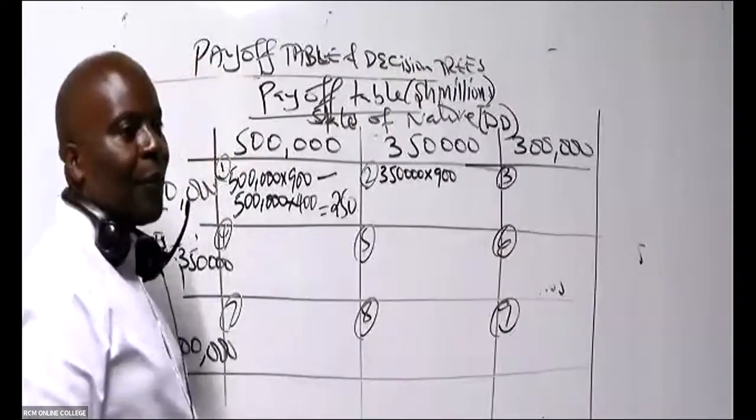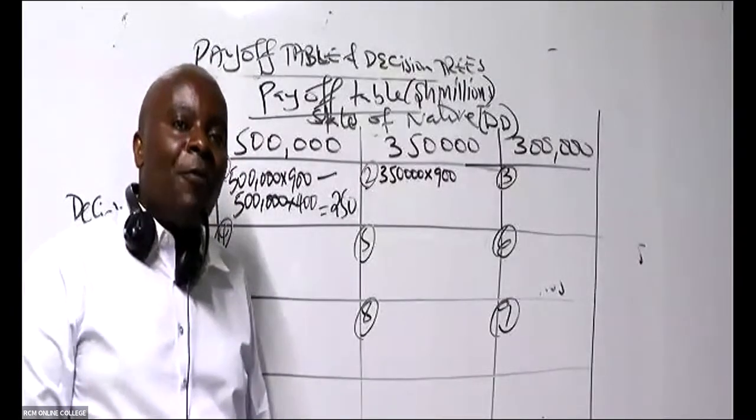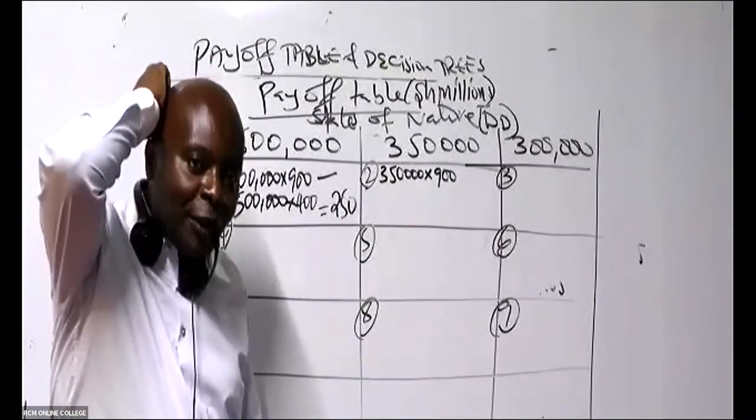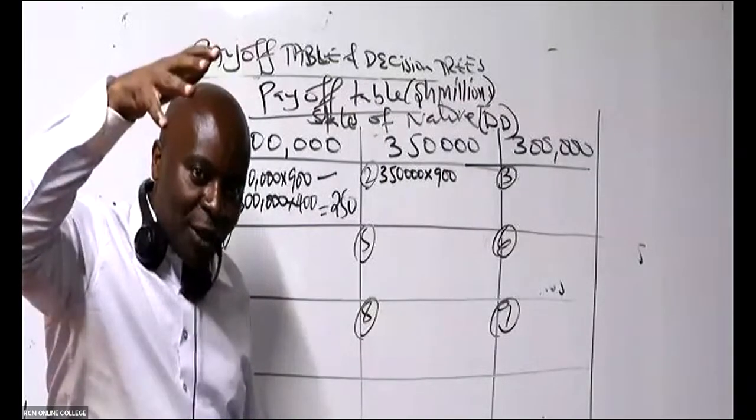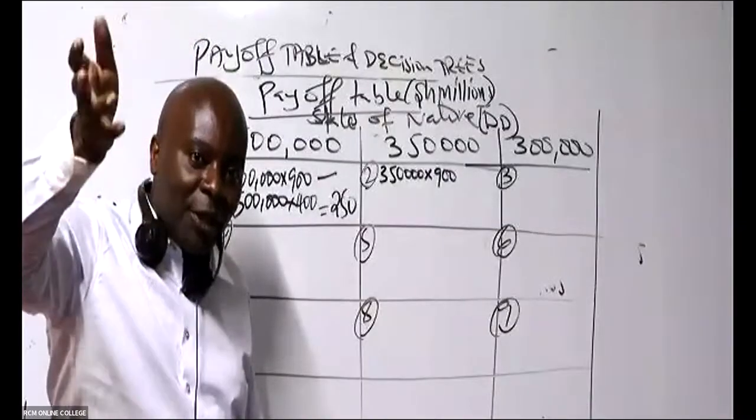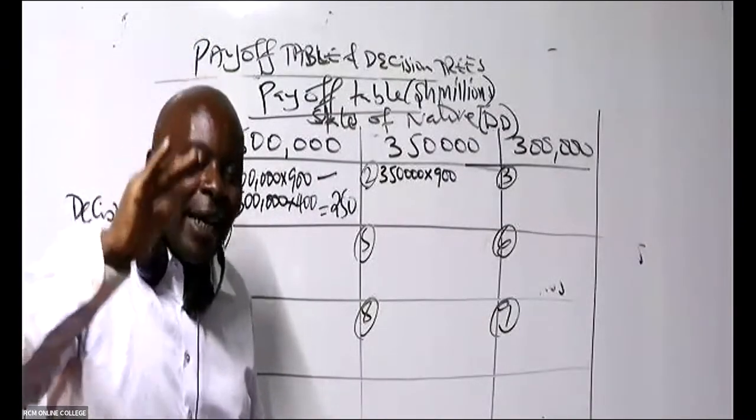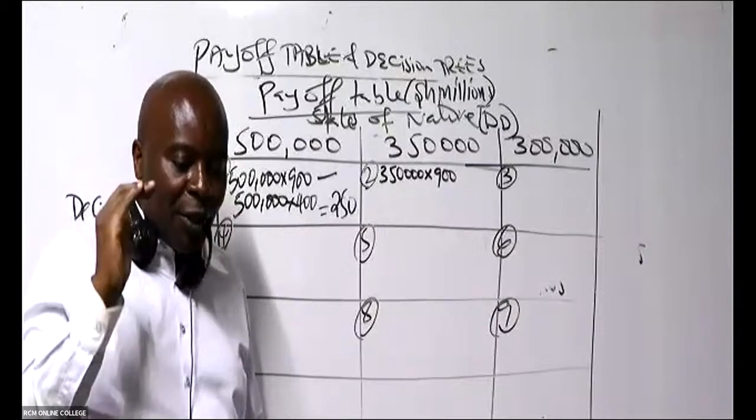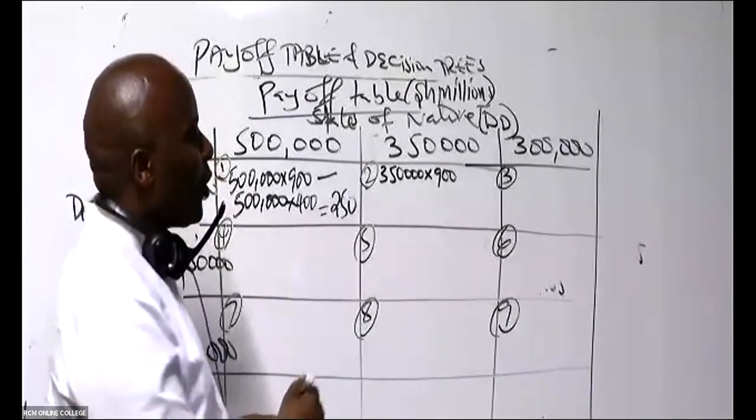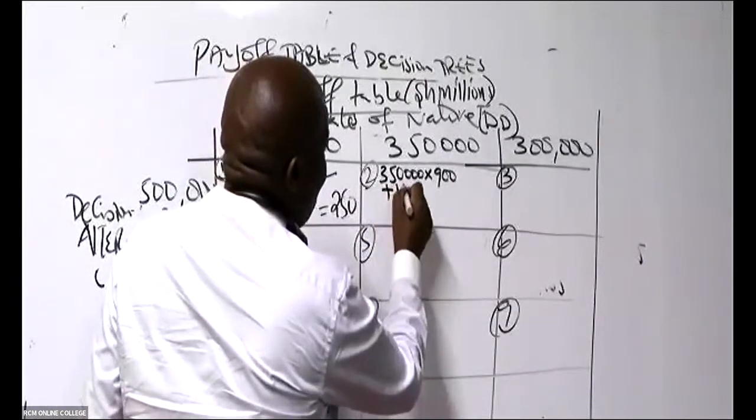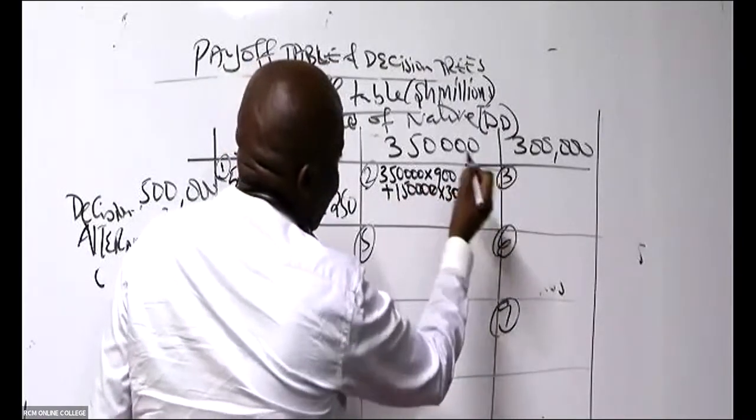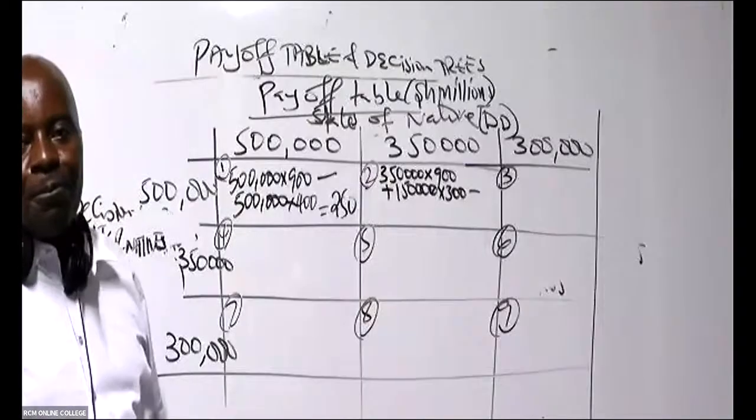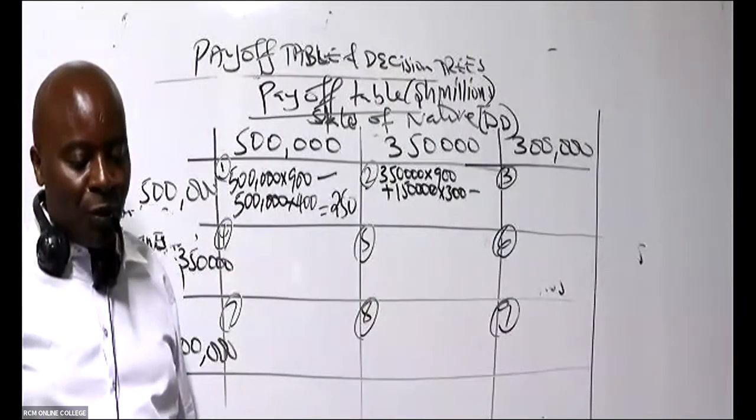900. What happens with the 150,000? There is 150,000 that we have unsold. They perish. We shall be able to sell them another season, isn't it? At what price? At a reduced price. What is this reduced price? 300. So we have another sale of 150,000 times 300 minus the cost of production.